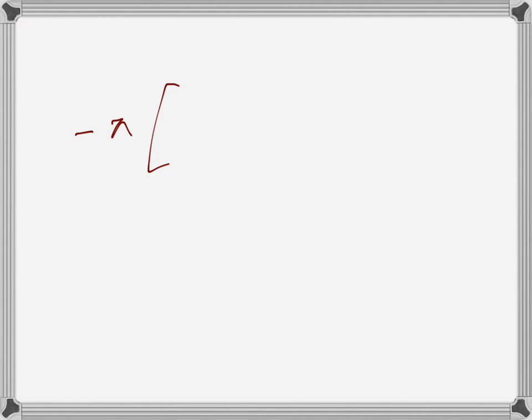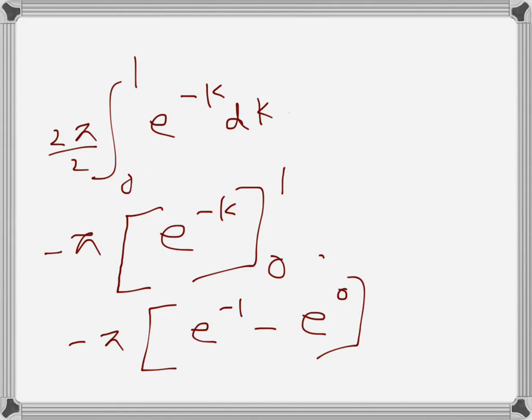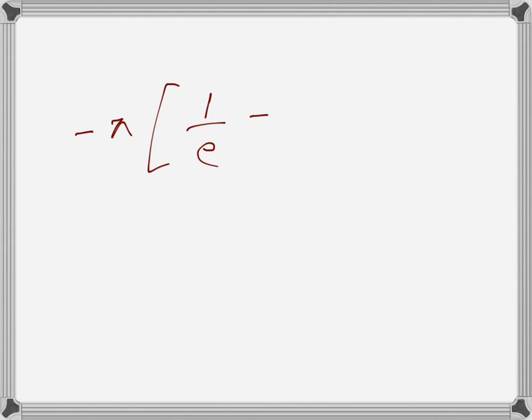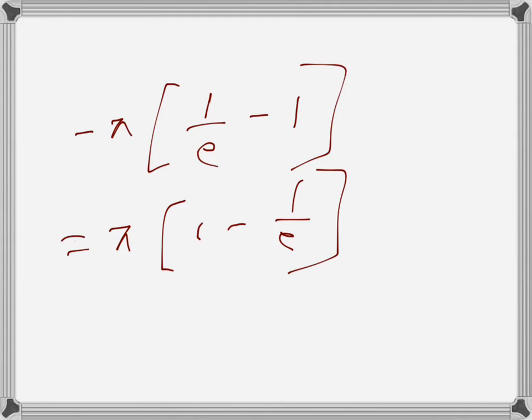which is minus pi here, 1 over e minus, e to the power 0 is 1, so that's 1 here. Or we can take the negative sign inside, so we can write pi times 1 minus 1 over e, that's cubic units. That's the generated volume.